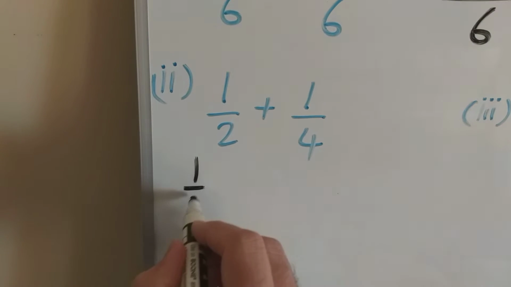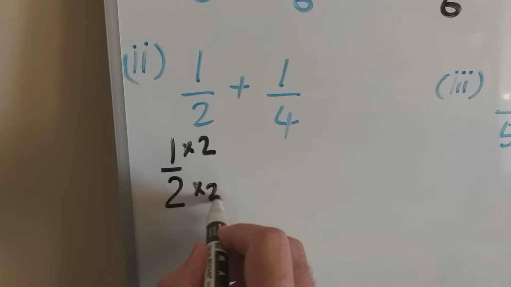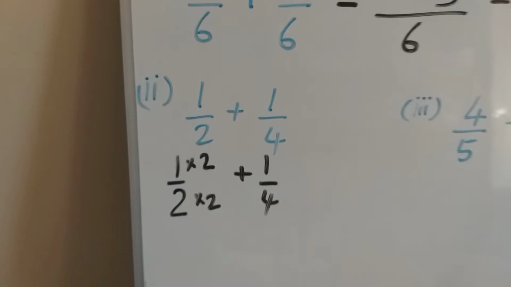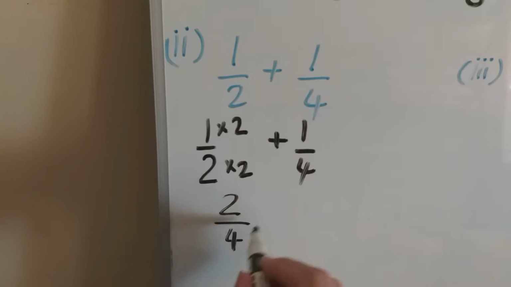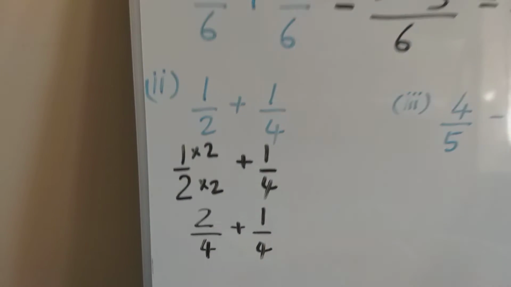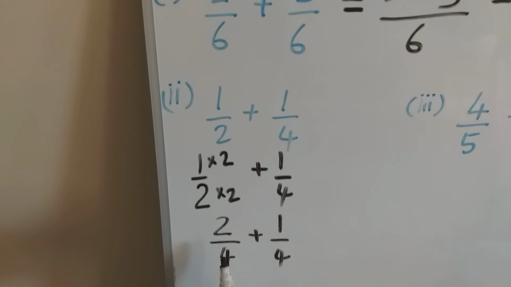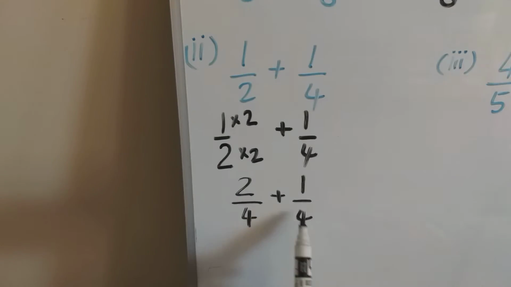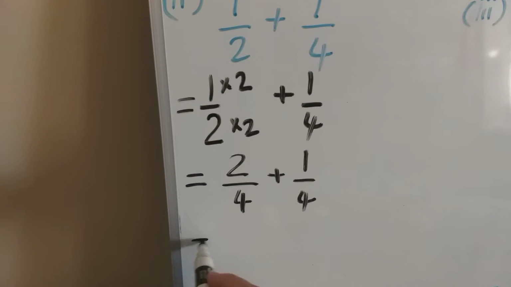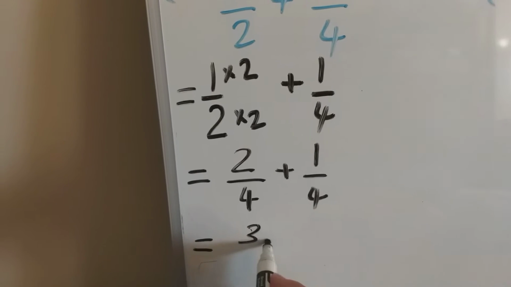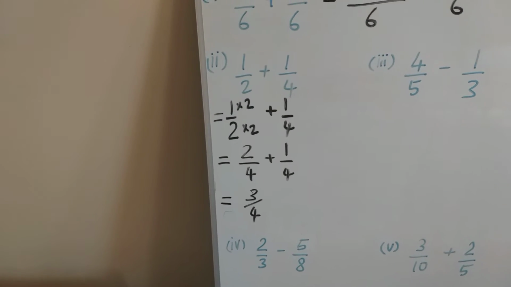So, half, the numerator multiplied by 2 and the denominator multiplied by 2, plus 1/4. Now 1 times 2 is 2, 2 times 2 is 4, and then plus 1/4. So it has become simple now. So half plus 1/4 has become 2/4 plus 1/4. Since the denominators are the same, we just add the numerators. So 2 plus 1 is equal to 3, and the denominator is 4. So the answer to half plus 1/4 is 3/4.